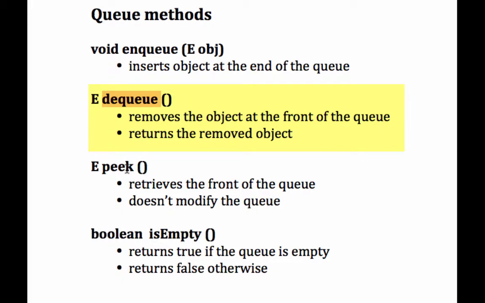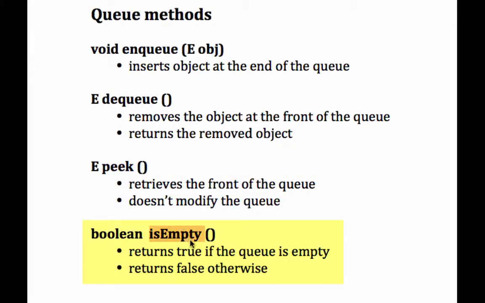the item at the front of the queue. Peek is similar to dequeue in the sense that it returns the value at the front of the queue, but it doesn't modify the queue. In other words, it doesn't delete. So it's important to know sometimes what is the value of the element at the front of the line.